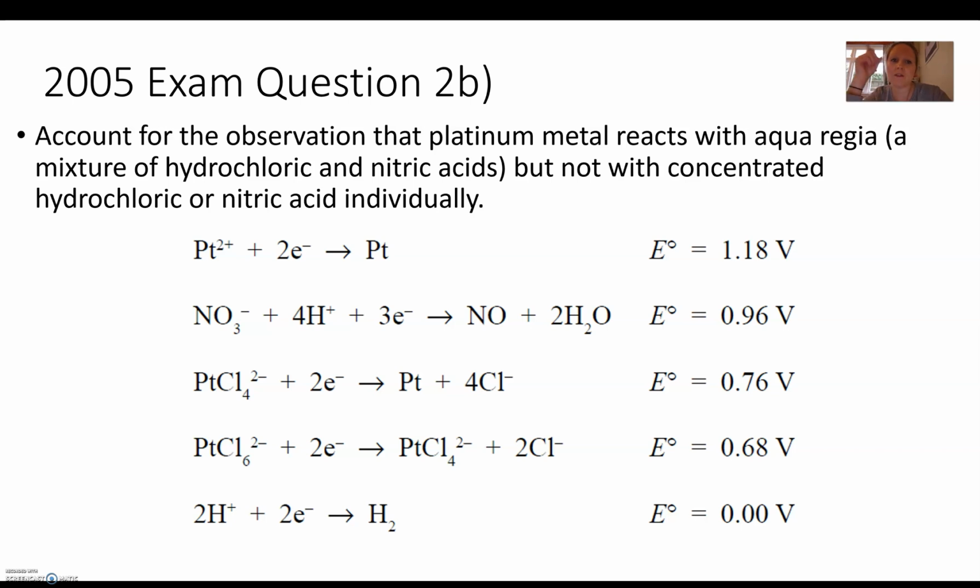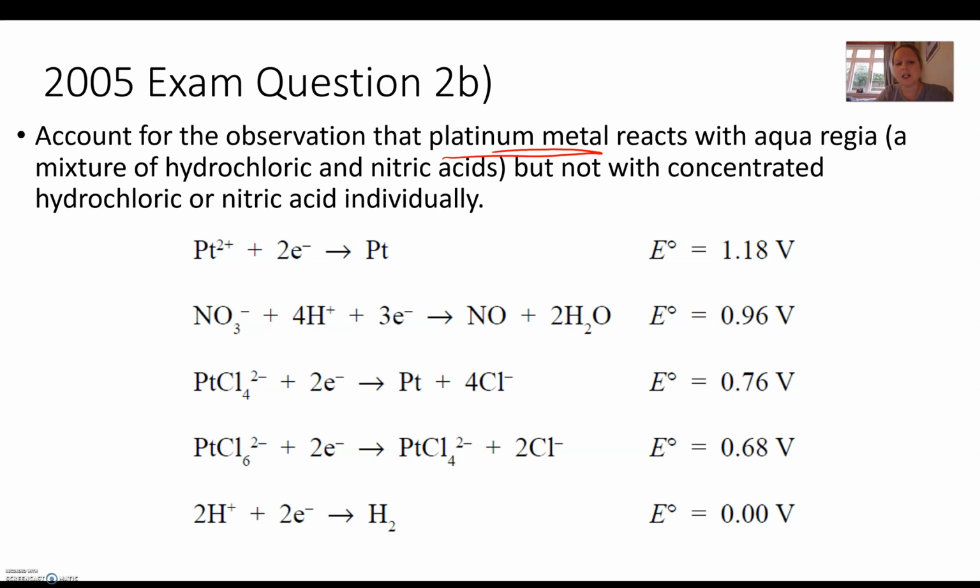This will be a nice quick video because it's just this final question, and that kind of wraps up the first section of the redox that we've been covering. So this is from a 2005 exam. It says account for the observations that platinum metal, okay, that's critical, platinum metal reacts with aqua regia, a mixture of hydrochloric acid and nitric acids, but not with concentrated hydrochloric acid or nitric acid individually.